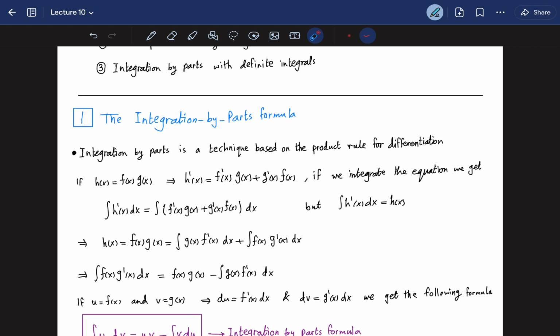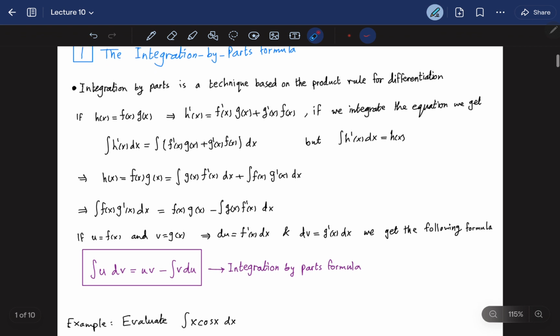Let's assume that I have a function h, which is a product of two functions, f and g. If we apply the product rule, we're going to get this. Now let's try and integrate along this whole equation. Integrating h prime, we're just going to get h using the fundamental theorem of calculus. And then here I can just distribute, and we're going to get these two integrals.